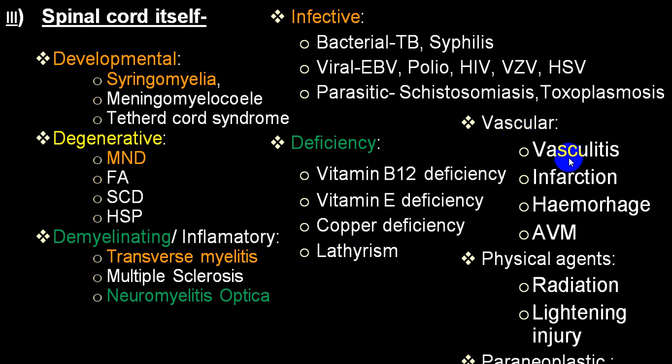Vascular causes can be secondary to vasculitis like in SLE, polyarteritis nodosa, those groups. You can have involvement of the anterior spinal artery leading to anterior spinal artery syndromes producing infarction, or a hemorrhage, or an AV malformation which can also involve the spinal cord. Certain physical agents like radiation, lightning injury, etc. can also involve the spinal cord, and very odd conditions like paraneoplastic syndromes. So there is a big group of disorders which can involve the spinal cord.